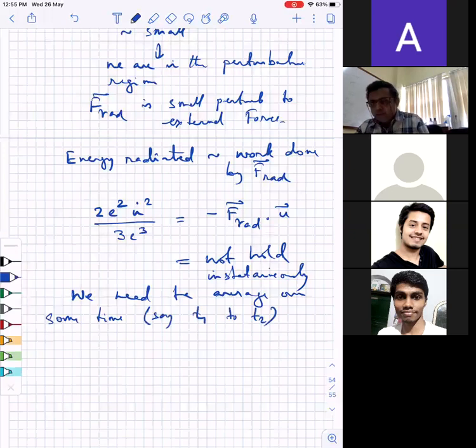So when we do that, then that basically means we have to integrate this. Basically we will integrate it from T1 to T2. Remember, awesome. Nikhil, yes. Why is this not holding instantaneously? I'm not getting that. Why is it not holding instantaneously?